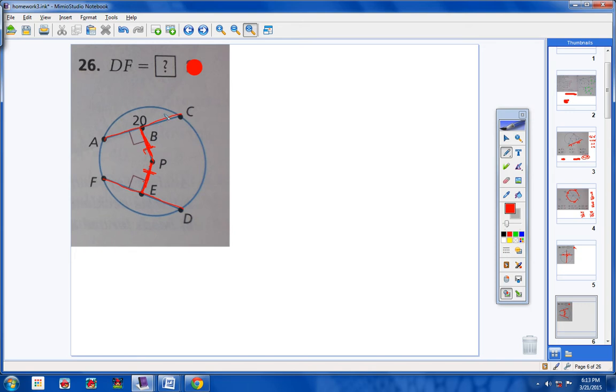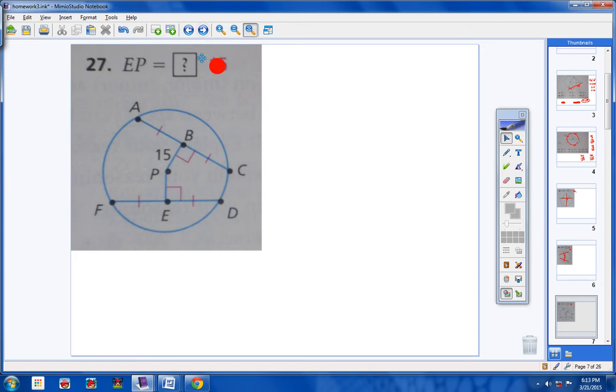So in other words, this chord here is the same distance from the center as this chord here. When that happens, the chords have to be congruent. So if AC is 20, then FD also has to be 20. So the answer would be 20.